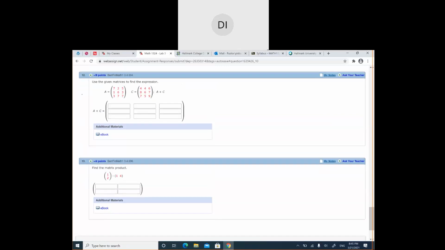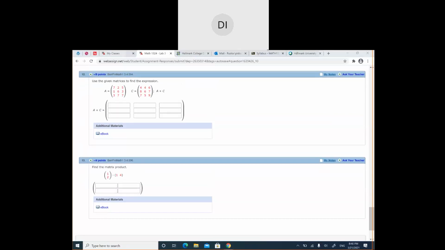Okay, the next one is number 12. It's another operation with matrix, which is adding two matrices. So you have matrix A, matrix C, and you have to do A plus C. And this is how you do it, element by element. So you're going to add the first element plus the second element, and it's going to go in the first place here. So 7 plus 4 is 11. You're adding them. Then you're going to go to the next one. So you have 2 plus 4 is 6. Okay? Then you're going to go to the third one. So you go row by row and add it. 5 plus 6 is 11.